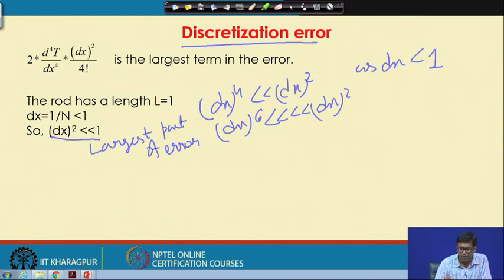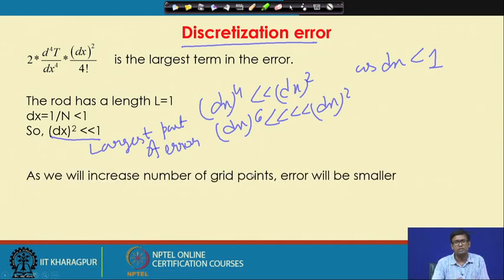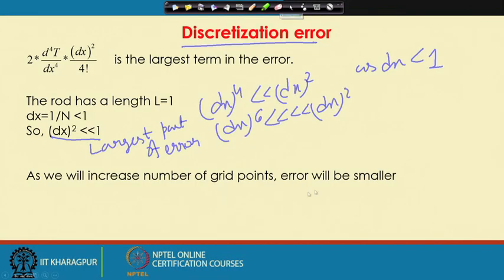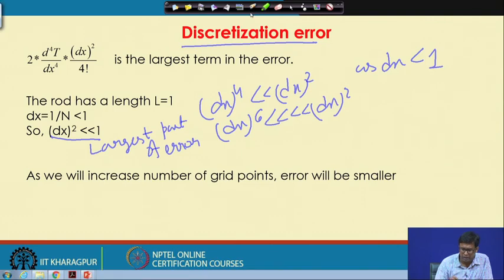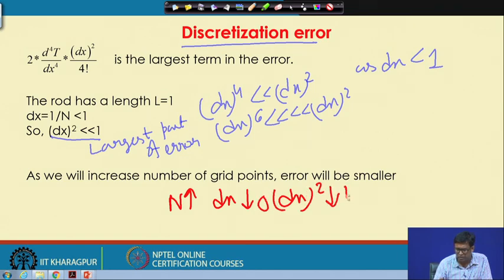As we increase the number of grid points, n increases and therefore dx reduces, and the error will reduce. As n increases, dx reduces and the error, which is of the order of dx square, further reduces. So, as we use more and more grid points, the errors will be smaller.